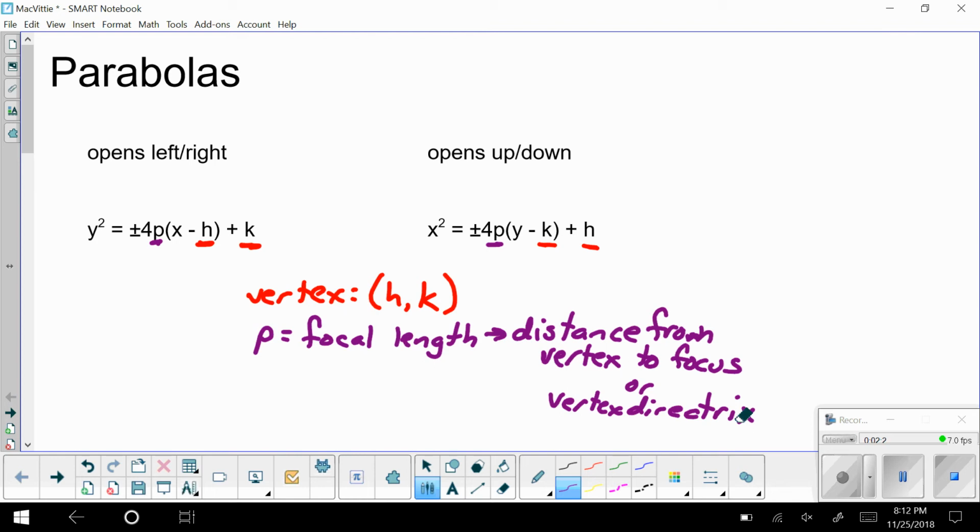That's actually how we define what a parabola is, rather than going with the equation. If we define it graphically, it is the collection of all points that are equidistant from a point called the focus and a line called the directrix.